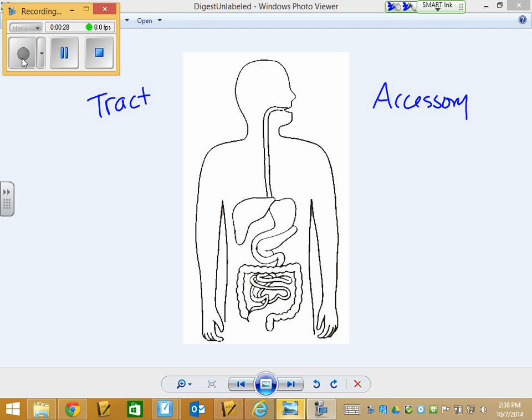So the first thing I want you to recognize is the difference between the tract and your accessory organs, because this is a pretty big distinction. Yesterday when we were coloring, I noted this difference, but I just want to make sure everybody is clear on why I would even point this out.